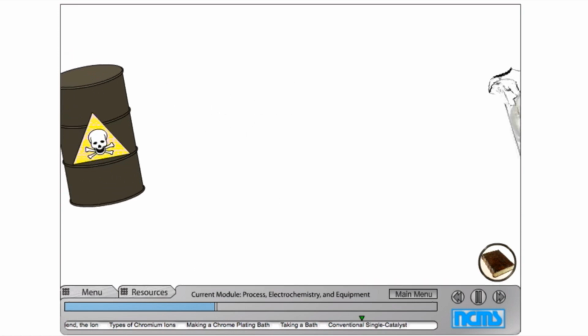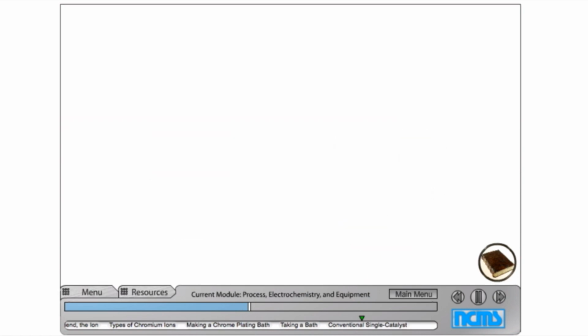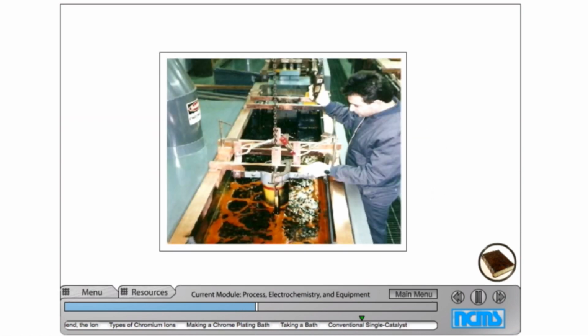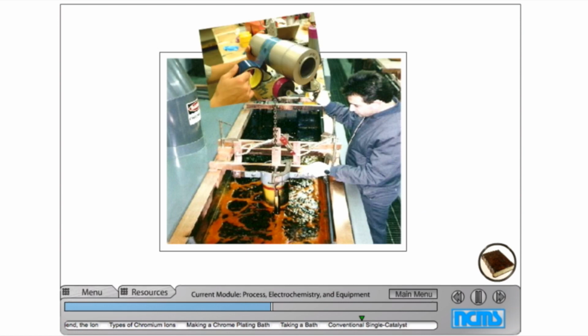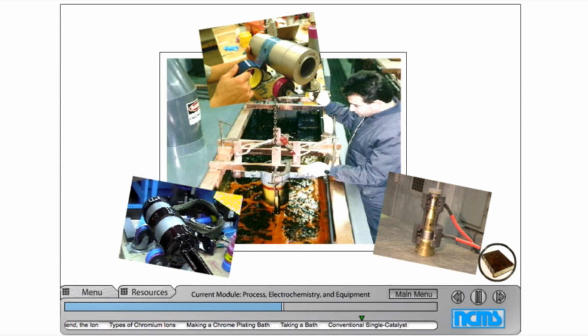Whenever you're mixing acid and water, pour the acid into the water, not the other way around. Never pour water into acid, unless you want the mixture to fizz up and potentially melt your face off. The conventional single catalyst bath is nice because it doesn't attack metals like steel and aluminum, which means you don't have to mask areas of your part that you don't want damaged. Just shield them so they don't electrically communicate with the anodes, and that way they won't get plated.